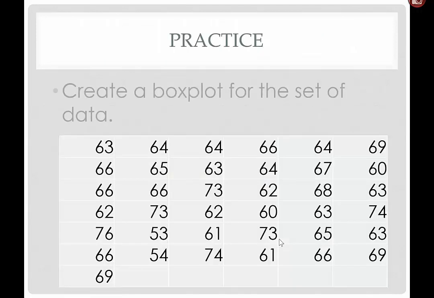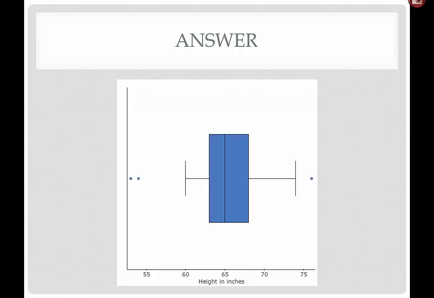So let's take a look at some data, and we're going to create a box plot for this set of data. Now we can use StatCrunch to do it, or we can do it on paper. Let's take a look at what StatCrunch gives us when we construct a box plot. So we enter the data in, and we get this as our box plot. Now, the 3 dots, you might be wondering, where did those come from?